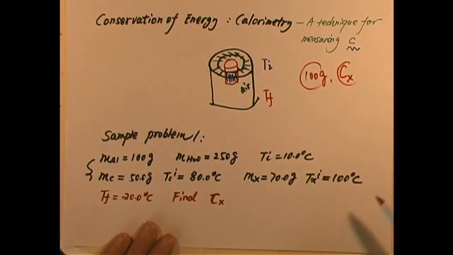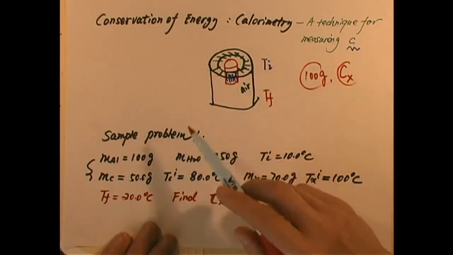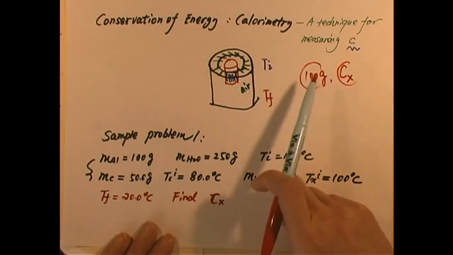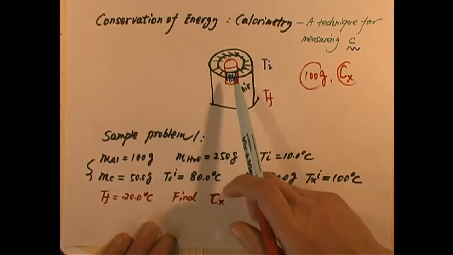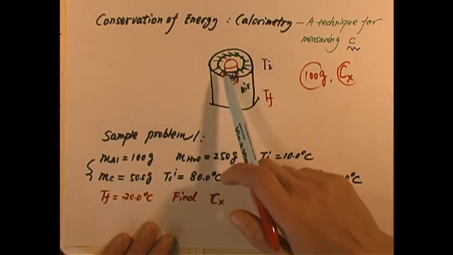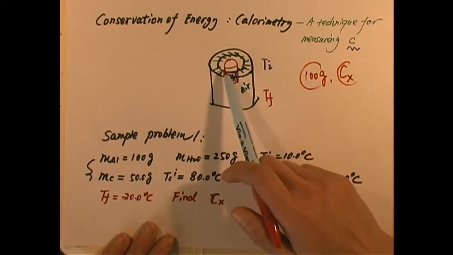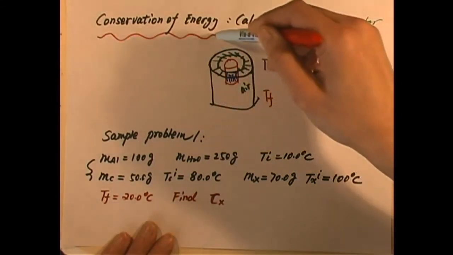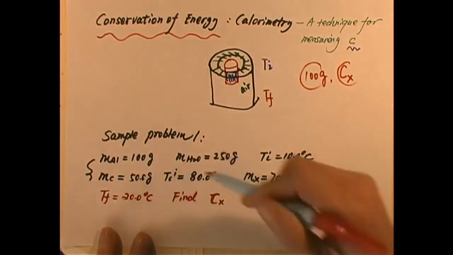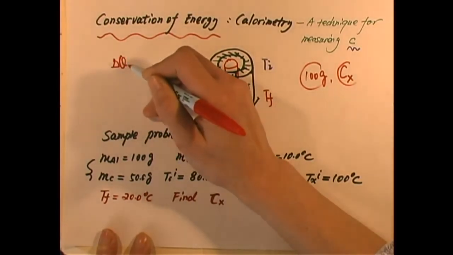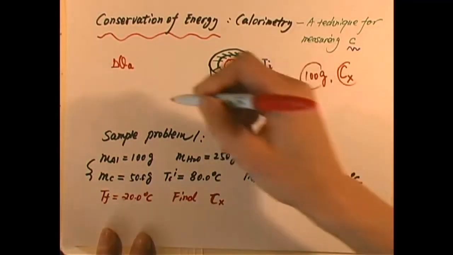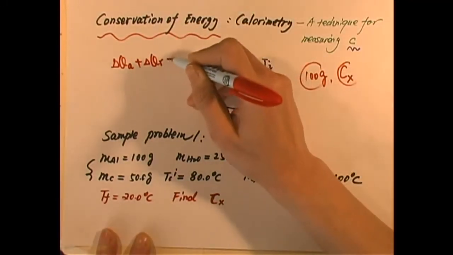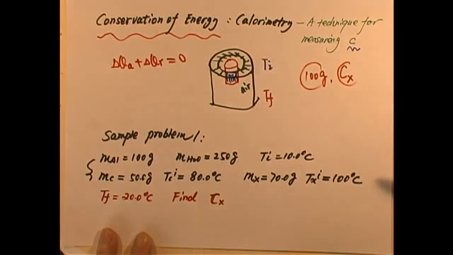The idea is this. The energy released by the hot substance goes to the system which is initially cold, for example this inner container plus the water. Energy is conserved. That's the main idea behind this. So we say that delta Q absorbed, by the cold system, plus delta Q released, by the hot system, equals 0. That is conservation of energy.